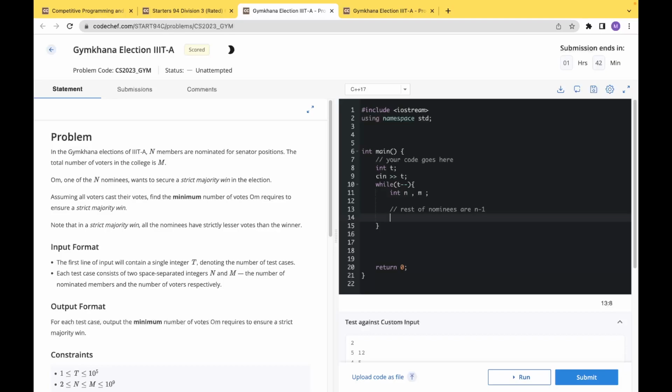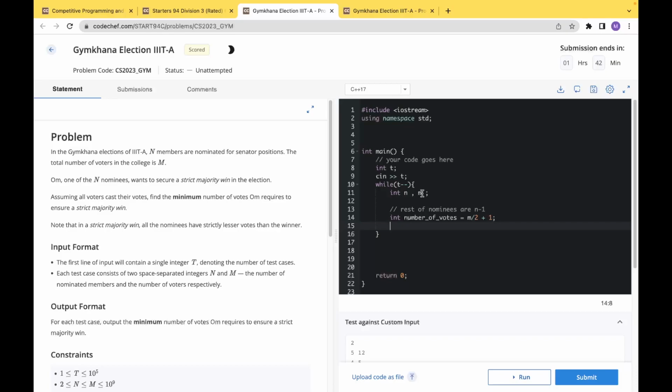So for Om to win, he should have at least m by 2 plus 1 votes, okay? So I'll write int number of votes for Om to win is m by 2 plus 1. Why? What we are doing actually over here is we divide the total votes, that is m, by 2, because these are the number of people who are going to vote, right? So we are dividing it by 2 and we are adding plus 1 to it.